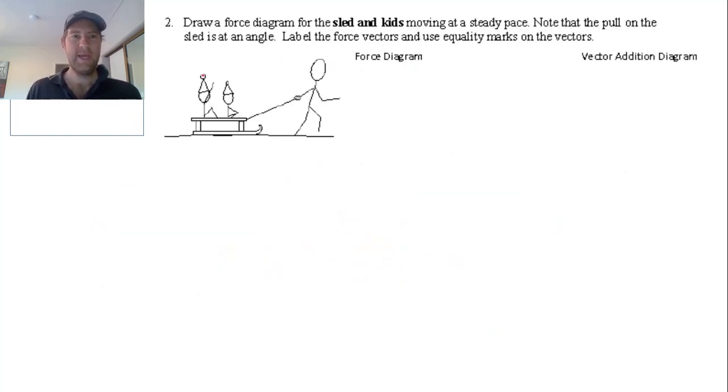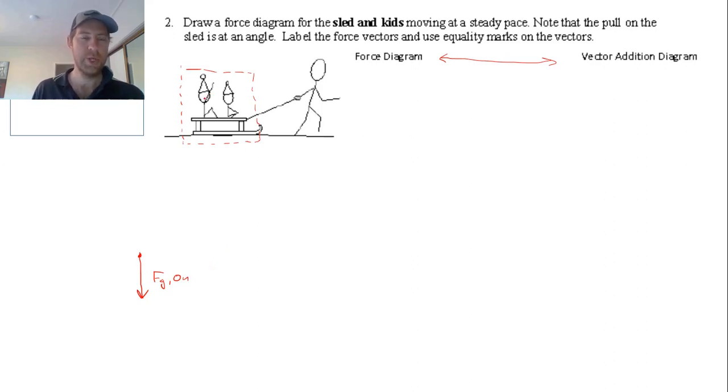Force diagram for the sled and the kids. I'll do my force diagram here, give myself plenty of room. Okay, as always, I'm thinking about what the vector addition diagram looks like. As I do my force diagram, I might have to update some things. Obvious one, force of gravity. I'm going to call this whole thing of the kids plus the sled a system. So the force of gravity acts on everything, on the system by Earth.